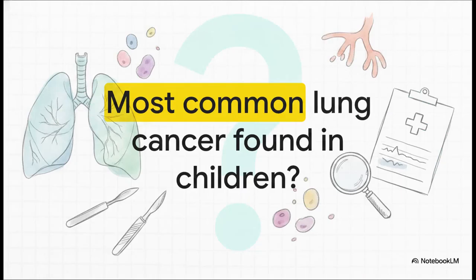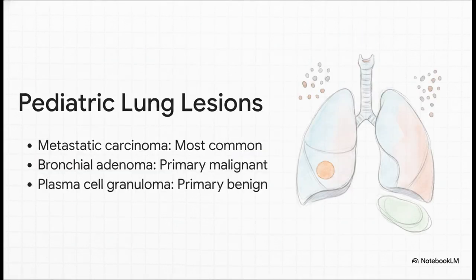Okay, question 1. Which of the following is the most common type of lung cancer found in children? Is it A, bronchial carcinoid, B, metastatic carcinoma, C, bronchial adenoma, D, small cell carcinoma, or E, plasma cell granuloma? And the correct answer is B, metastatic carcinoma.